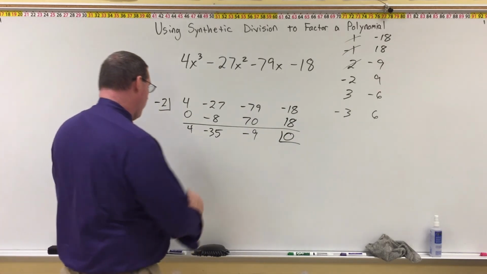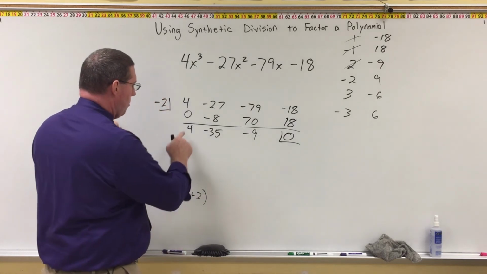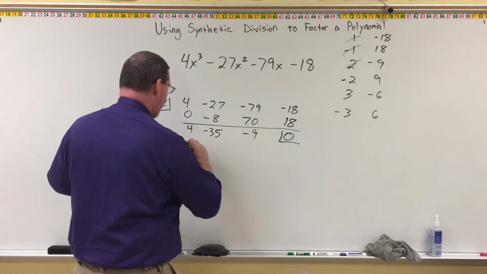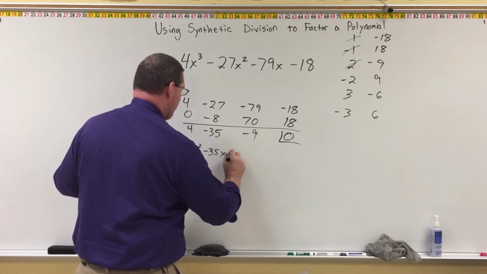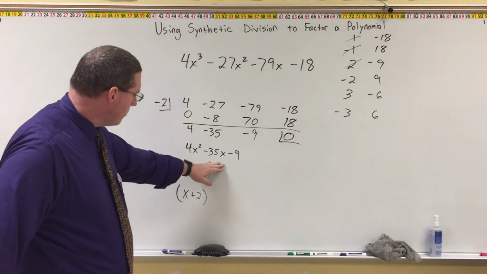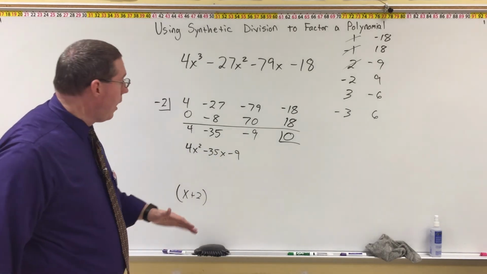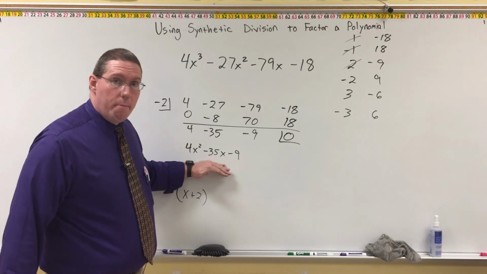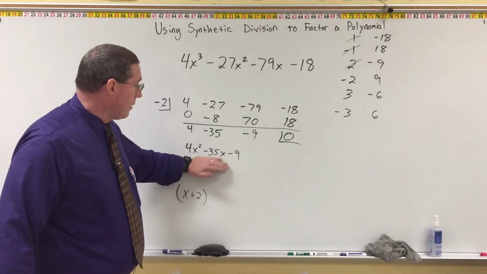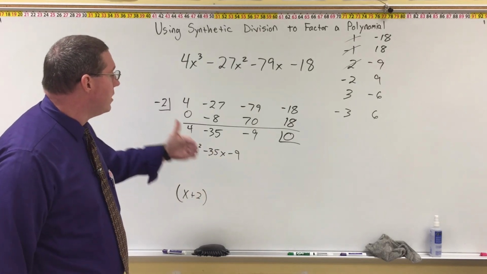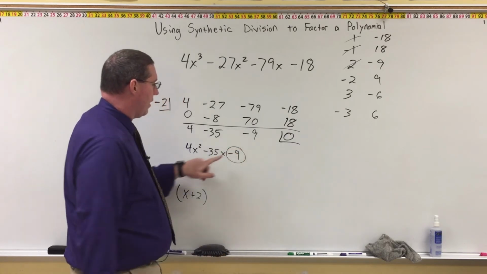We know now that one of our factors is x plus 2. And so now these three numbers represent the other factor, which is 4x squared minus 35x minus 9. Now we want to factor this, and you have two choices. You can either use product sum grouping, which you may or may not like, to factor this, or you can continue factoring this with synthetic division using the factors of negative 9.